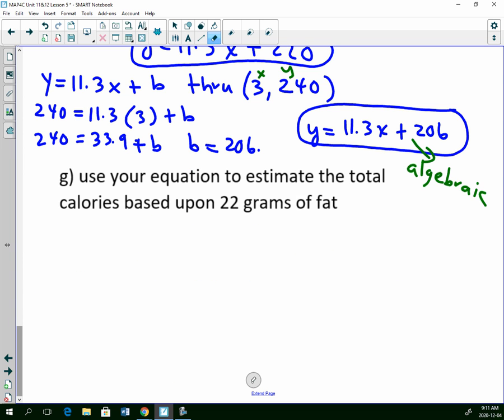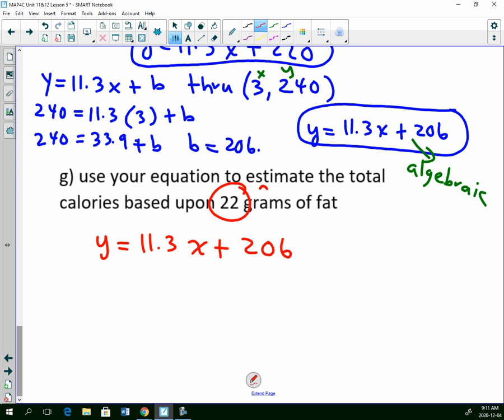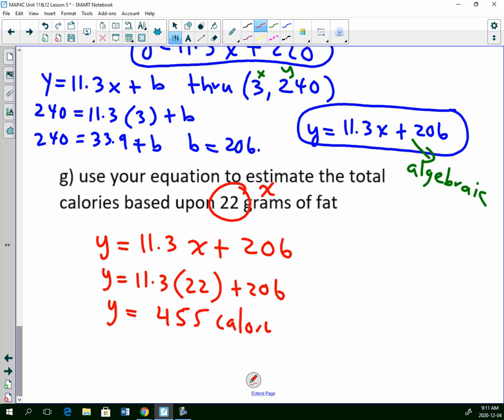So it says, use your equation to estimate the total calories based upon 22 grams of fat. So I would use, let's use the one that we did algebraically. So this is my value for x, right? X represents fat grams. And then I could figure out how many calories are in that fast food item. Equals plus 206. So I'll probably have approximately 455 calories, right?